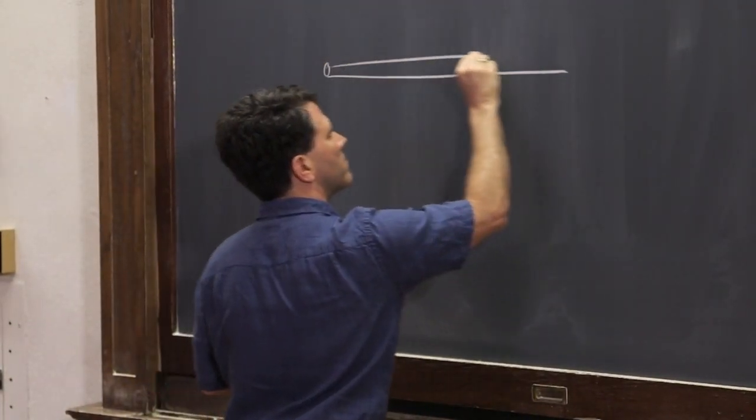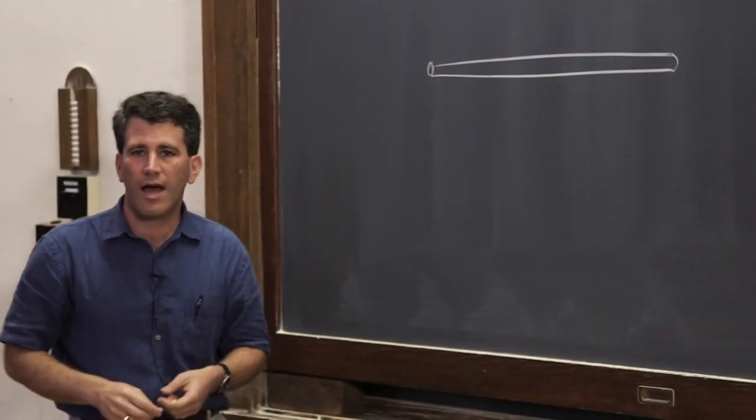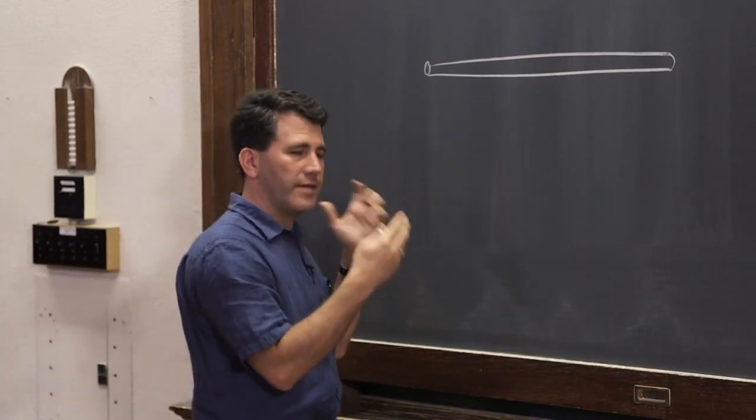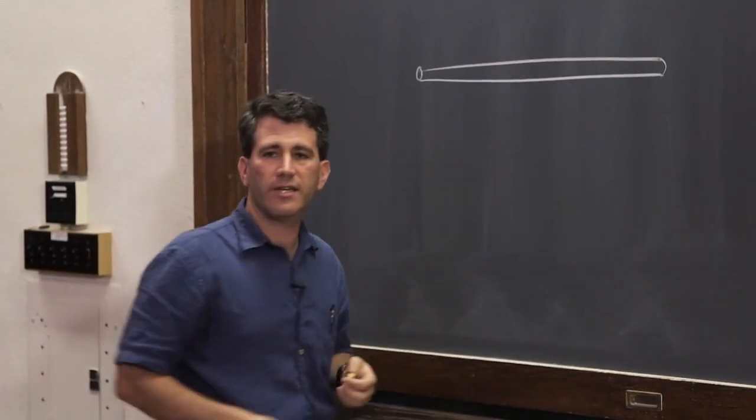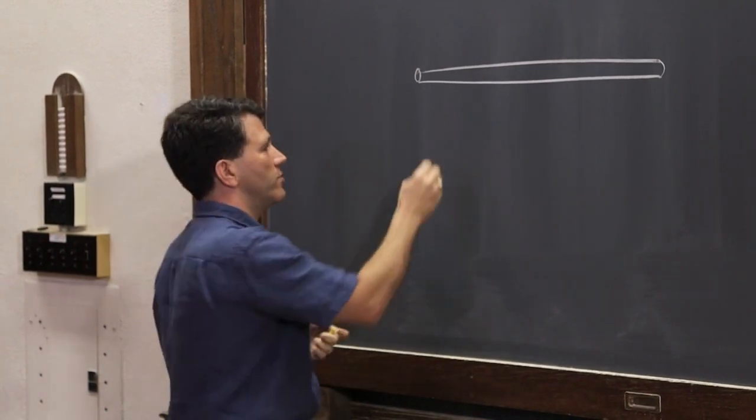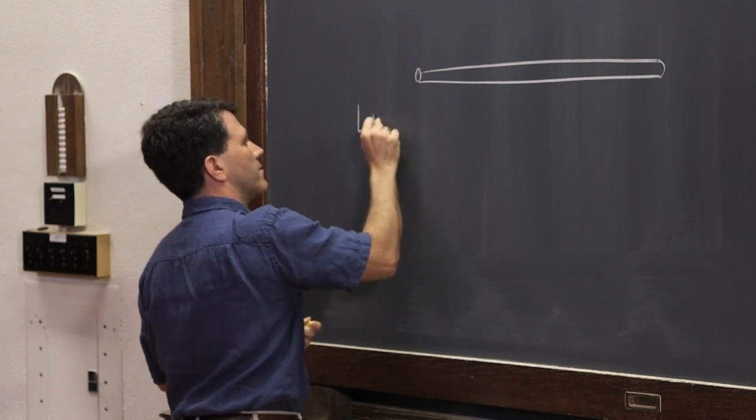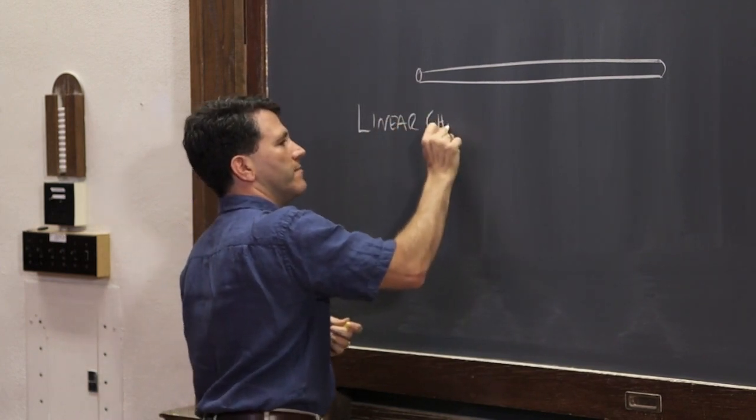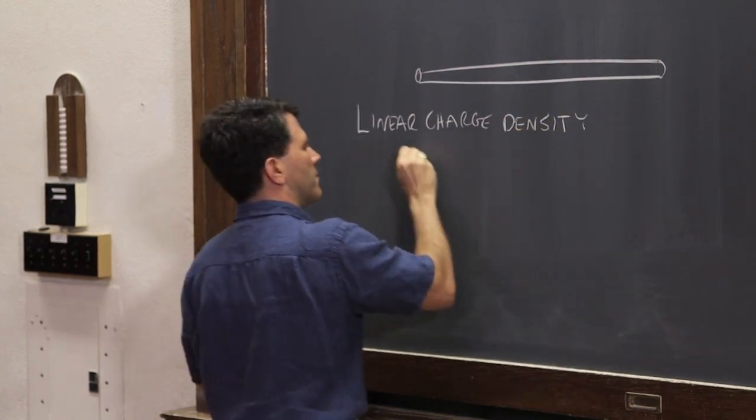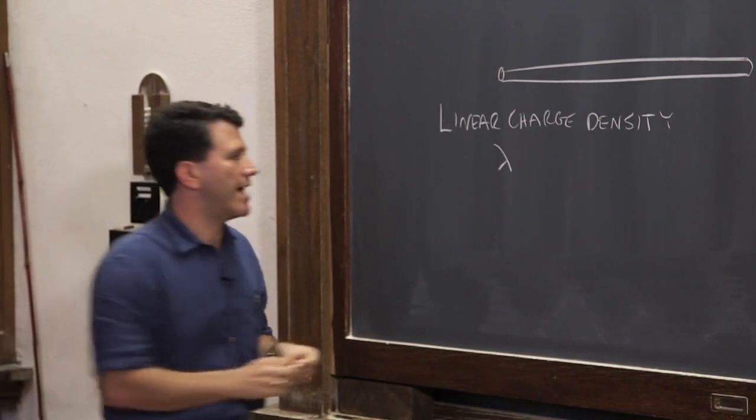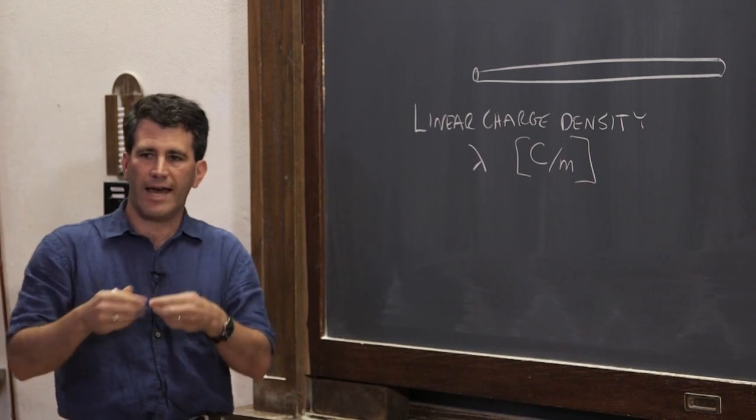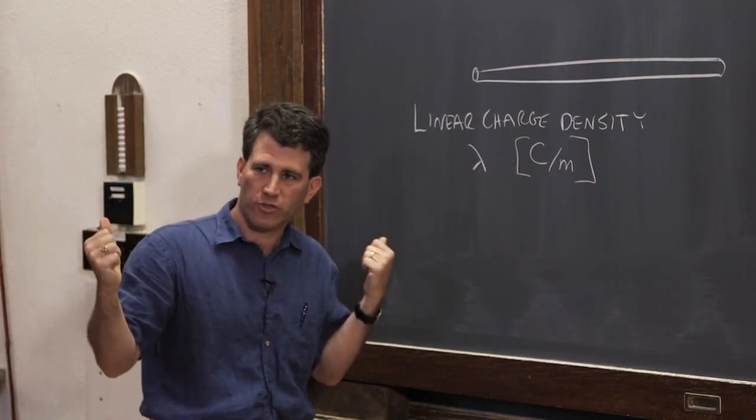Here is some rod or line, and we'll talk about how far it extends in either direction in a moment. But the idea is that somewhere out here, we're interested in the electric field produced by this line of charge. And we characterize the line of charge by a charge density, a linear charge density lambda, which has units of coulombs per meter.